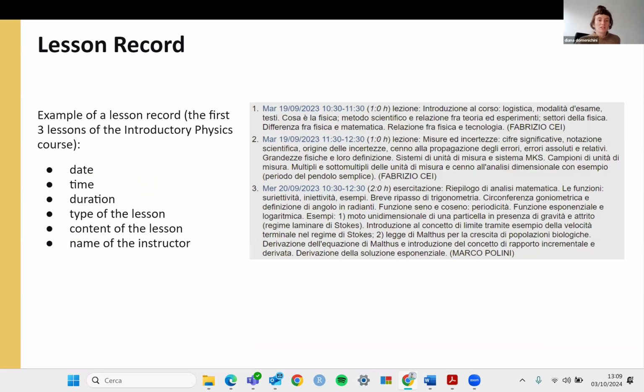This is an example of the lesson record of the physics course. We see that we have many metadata: the date, the duration of the course, and then a brief description of what has been done during the class.